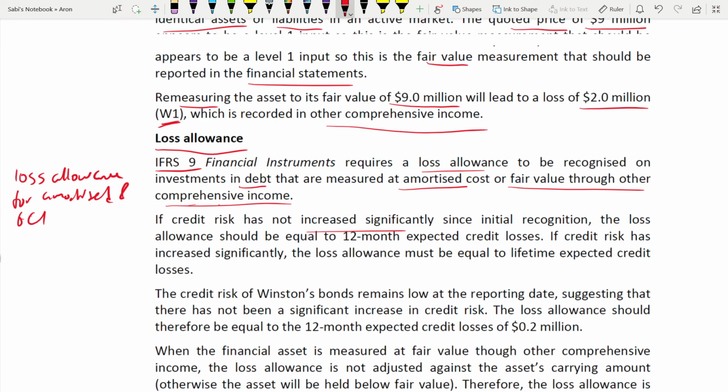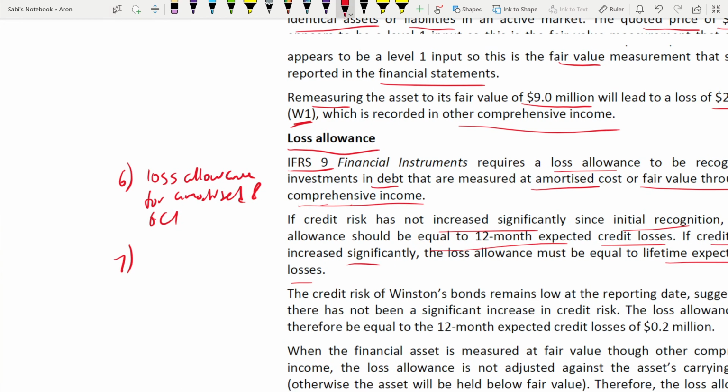So now we'll talk about credit risk, because for loss allowance, immediately talk about credit risk after you have talked about the principle from IFRS 9. Credit risk does not increase significantly since initial recognition. They told, right? That means if credit risk did not increase significantly, loss allowance should be equal to 12-month expected credit loss. If it increased significantly, then lifetime expected credit loss. So to mention that, another mark, 12-month expected credit loss, because they told it did not increase significantly.